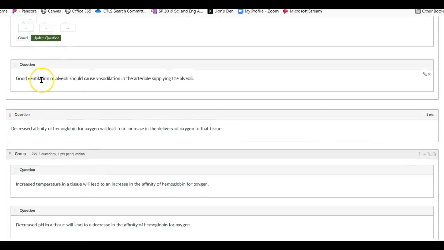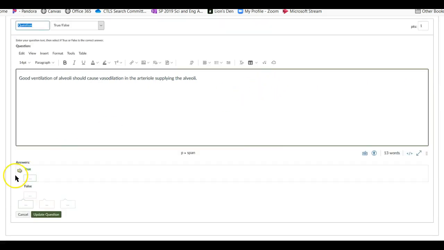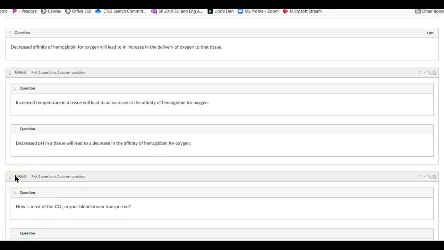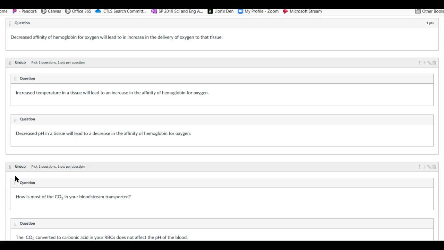So then this question, good ventilation of alveoli should cause vasodilation, should be true. And it was. So I think you'll see as we go through this that the questions all align with the material. The material is tricky. The questions are not necessarily tricky, but they are easy to misinterpret because the material is complicated.